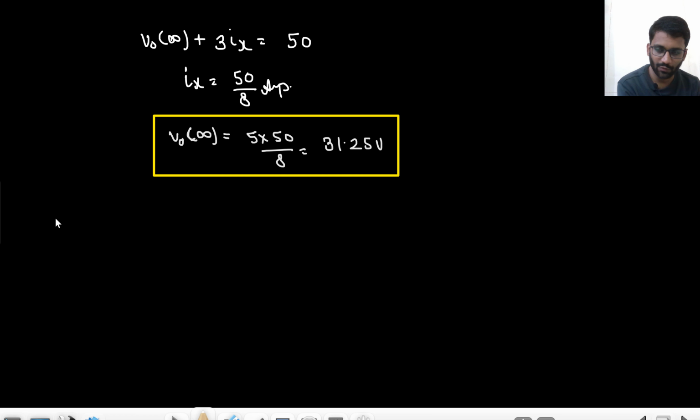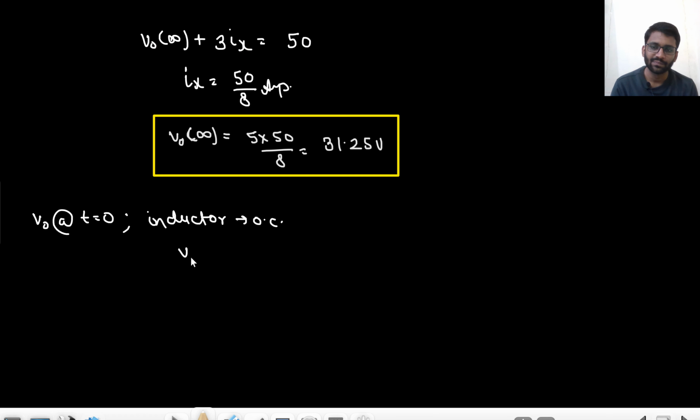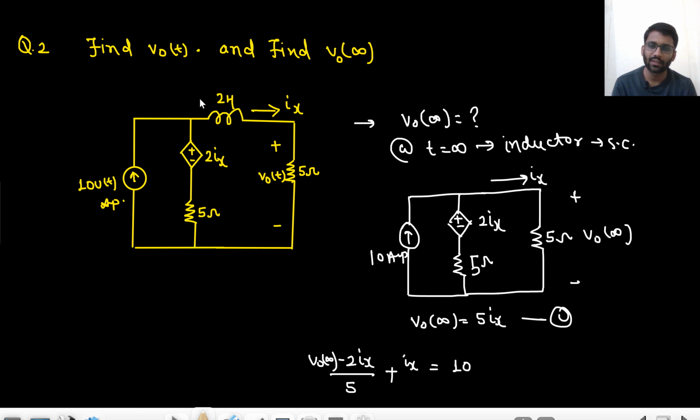You would find V naught at t equals to 0, right? So at t equals to 0, inductor will be open circuited, right? Because initially it is not having any current. Inductor will be open circuited. So ix becomes 0. At that time, ix becomes 0. So your V naught initially would become 0 volt only, because inductor will be open circuited.